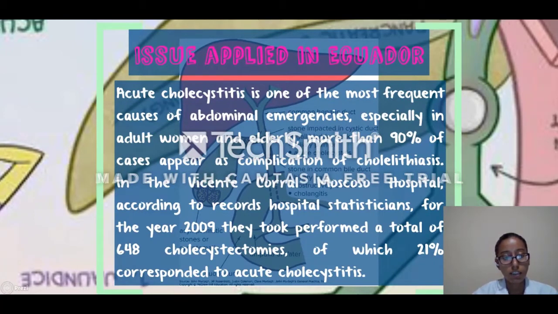Acute cholecystitis is one of the most frequent causes of abdominal emergencies, especially in adult women and the elderly. More than 90% of cases appear as a complication of cholelithiasis. In the Vicente Corral Moscoso Hospital, according to the hospital statistics for the year 2009, they performed a total of 648 cholecystectomies, of which 21% correspond to acute cholecystitis.